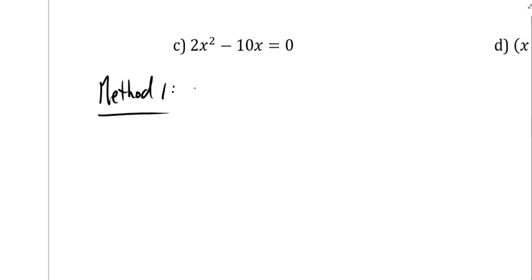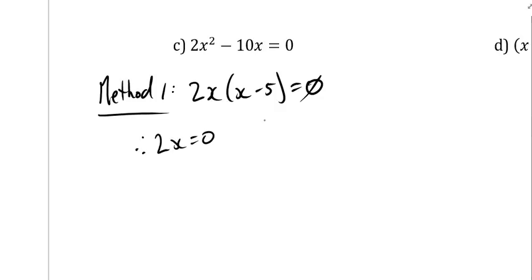So let's just common factor it. Method 1 will just be common factor. x minus 5 equals 0. Therefore, 2x equals 0 and x minus 5 equals 0. Divide both sides by 2, x is 0 or x is 5.